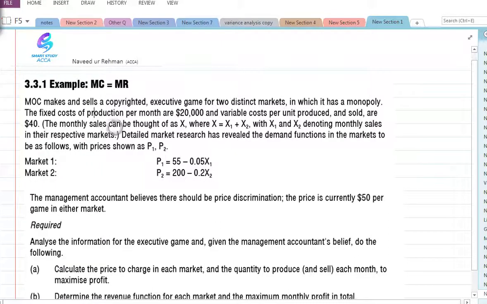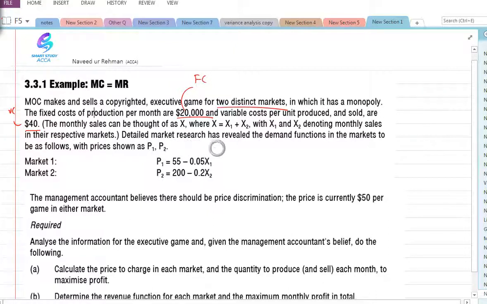The fixed cost of production per month is 20,000. So we have the fixed cost here. Variable cost per unit produced and sold is 40. So we have the variable cost. Monthly sales can be thought of as X, where X is equal to X1 plus X2, right? With X1 and X2 denoting monthly sales in their respective markets. So this is the sale from one market and this is the sale from the other market. Remember, we have two markets.